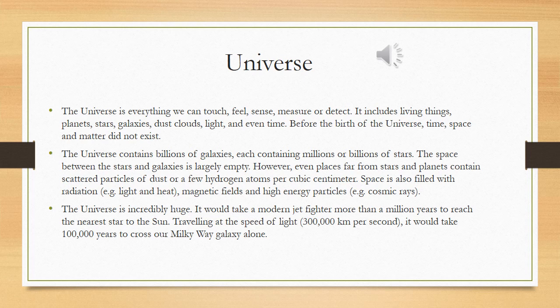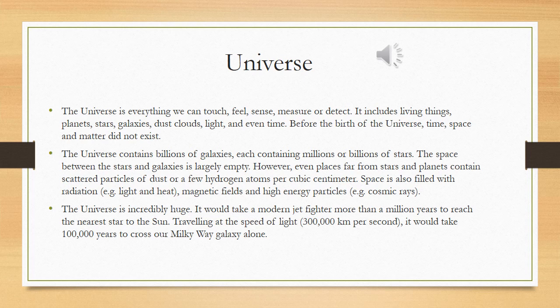We can say the universe contains billions of galaxies, each containing millions or billions of stars. The space between the stars and galaxies is largely empty. However, even places far from stars and planets contain scattered particles of dust or a few hydrogen atoms per cubic centimeter. Space is also filled with radiation, that is light and heat, magnetic fields and high energy particles, for example cosmic rays. The universe is incredibly huge.